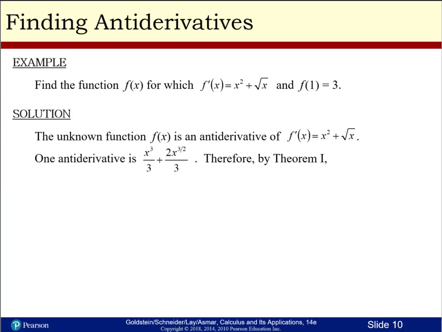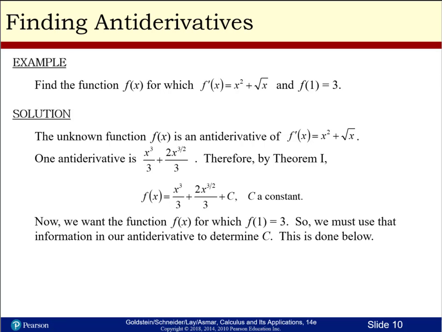So we have this unknown function f of x, and we know that its derivative is x squared plus the square root of x. One antiderivative would be x cubed over 3 plus 2x to the 3/2 over 3, using the power rule. By theorem 1, I can just write that down, and c is a constant.